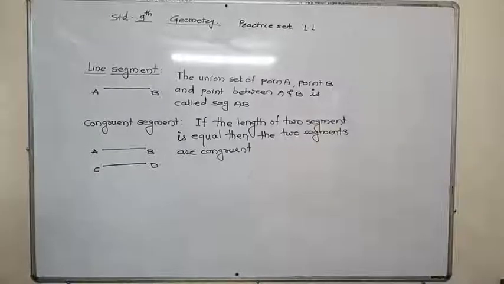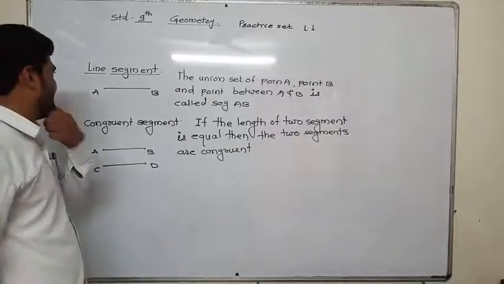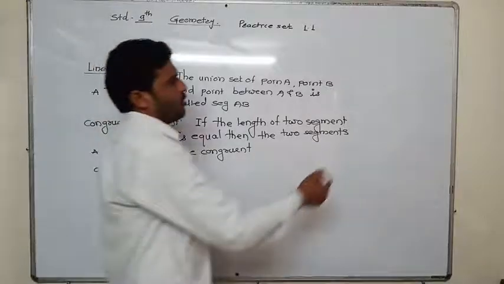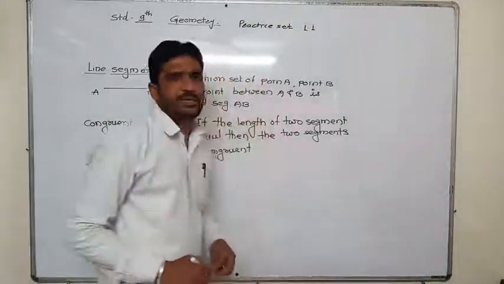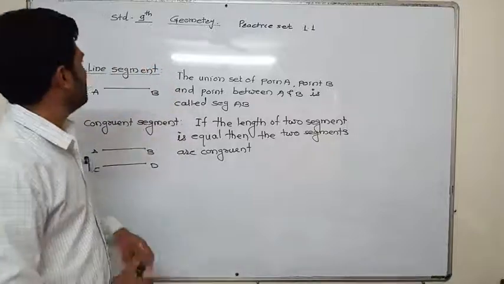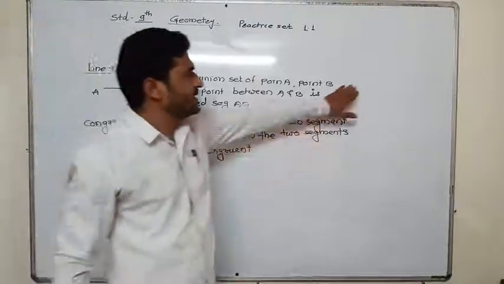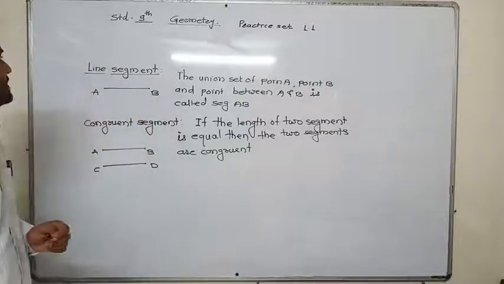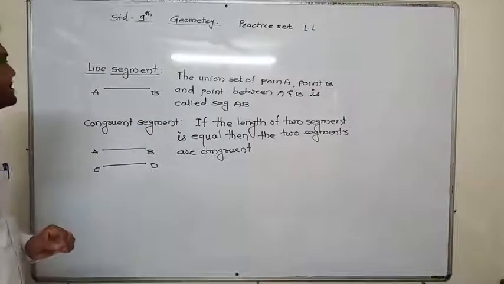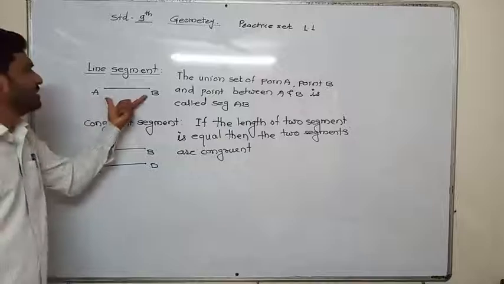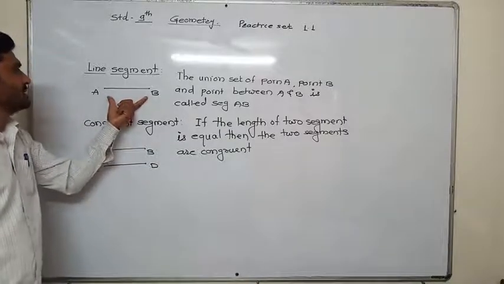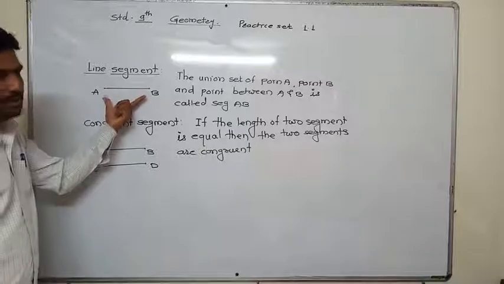See here, our next topic is line segment. We studied what is a point, what is a line, what is a ray. Here we studied line segments. Line segment means what? First, you studied that a line segment means a limited set of points. It's not increased here. These points are limited points.